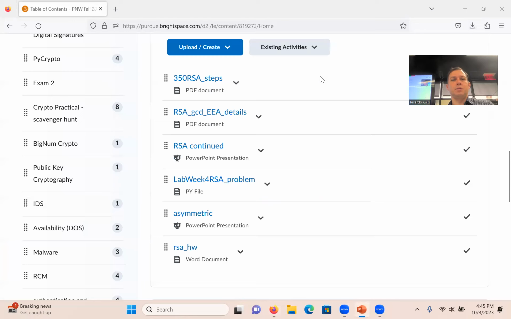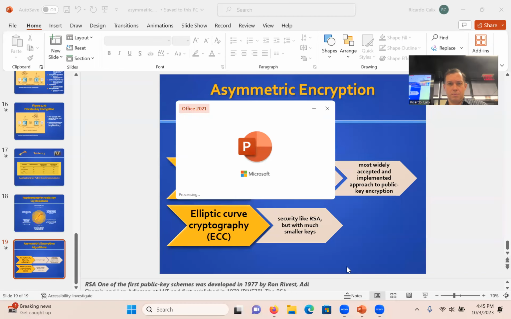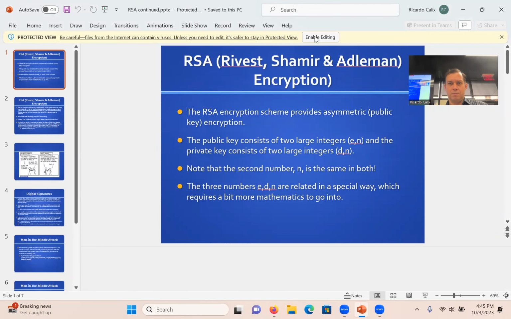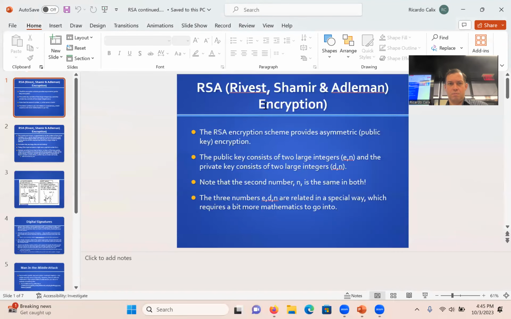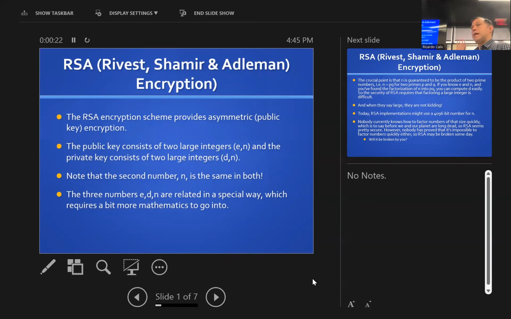RSA continued. I just have a few notes in here. And then after that, we've gone over the slides and the terminology, and we'll just look at getting into the actual details of the algorithm. All right, so RSA, right? So okay. So RSA, Rivest, Shamir, and Adleman, that's the name.